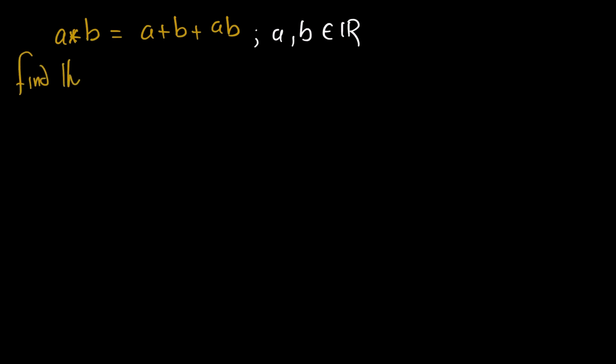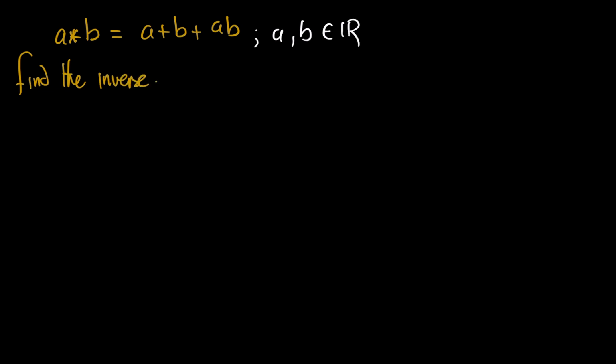Let's look at a completely different question. Now, the question says that we also have a binary operation again. There's a binary operation star expressed as A star B equals A plus B plus AB, and our A and B are all real numbers. They belong to the real numbers. Now we're being told to find the inverse. That's what we're looking for.